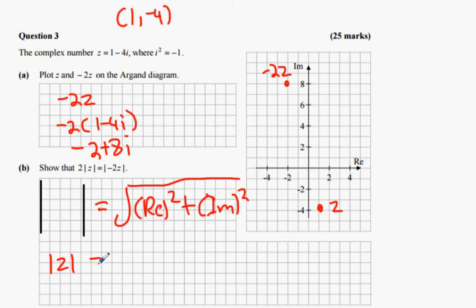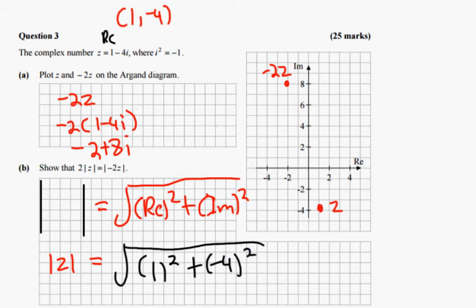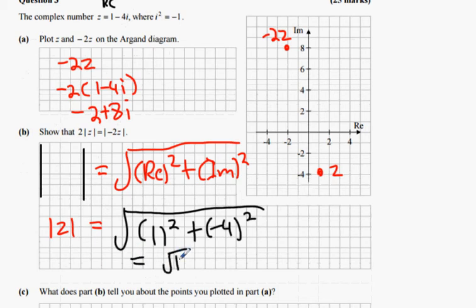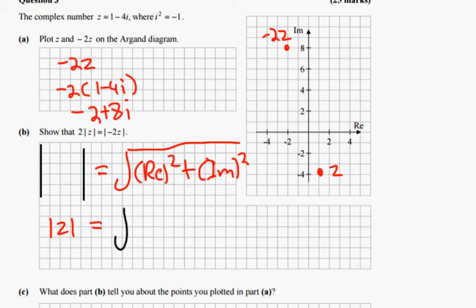So, let's start off with Z. What is the modulus of Z? So what's the real part of Z, guys? The real part of Z is the 1. What's the imaginary part of the Z? Just the minus 4, not the i. And you put that into your calculator and you get root 17, okay? So you know straight away that the modulus of Z equals root 17. What does that technically mean? It means that my distance of Z back to the origin is root 17.